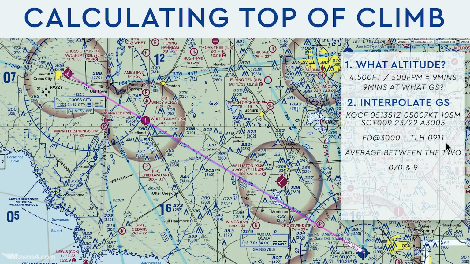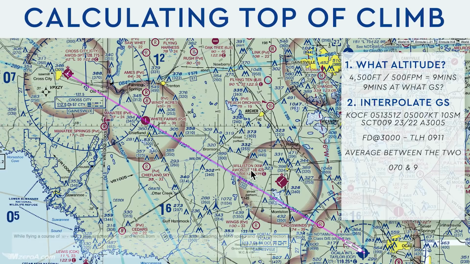I can average between the two. 050 and 090, let's just call it 070 as the direction. 070 as a direction and 11 as a velocity, let's average between the two and call it 9. So if we average between the two, we'll just say the winds are 070 at 9, because from the surface all the way on up, we're just going to work through that interpolation.